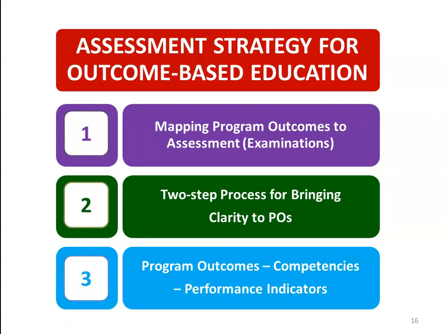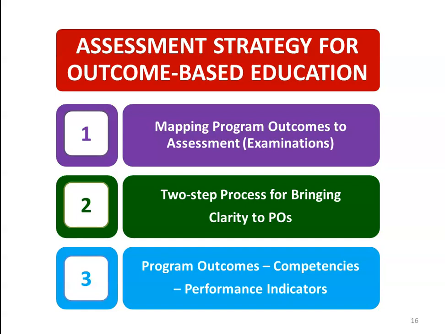And the assessment strategy for outcome-based education. There are three strategies. First, mapping of program outcome with the assessment. Course outcomes we are assessing, but how do we connect the program outcome with the assessment or the examination? To map the program outcome to the assessment, we require a two-step process for bringing clarity to the PO. We have to have more clarity on the PO, and only then can we connect the PO with the assessment or the examination.